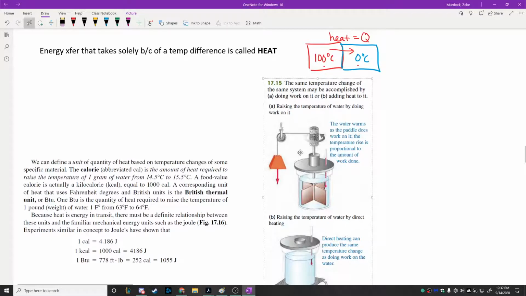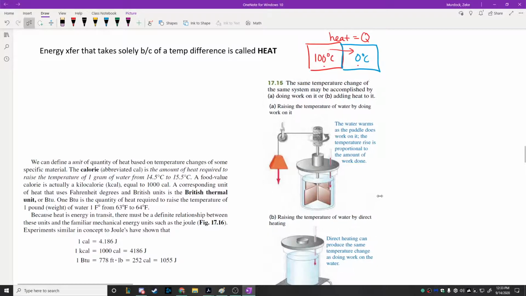Has anyone done this experiment before that I'm describing right here? Did you do this in high school at all? Or did you do it in your chemistry class? We don't have this in the physics department, but it'd be a really cool lab to do.